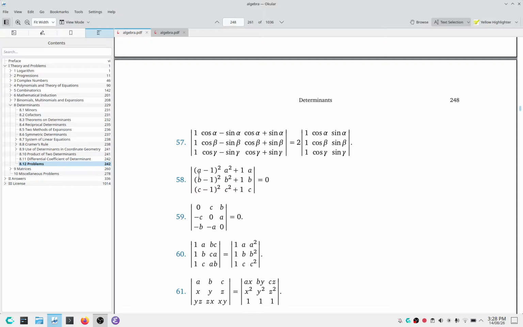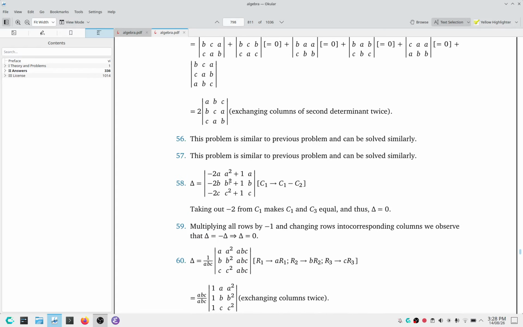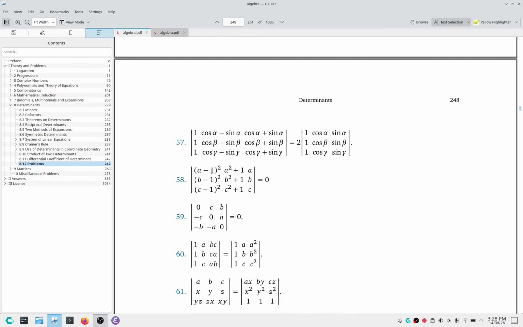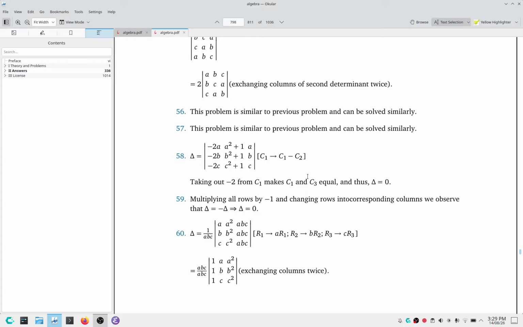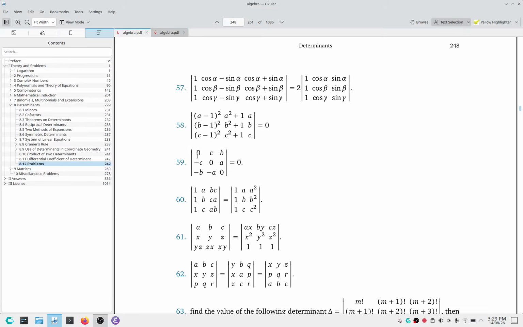Question 58 says that (a minus 1) whole square, a square plus 1, a, (b minus 1) whole square, b square plus 1, b, (c minus 1) whole square, c square plus 1, c is equal to 0. So we expand the first column. We will get a square minus 2a plus 1, b square minus 2b plus 1, and c square minus 2c plus 1. And then we do column 1 is equal to column 1 minus column 2. We will be left with minus 2a, minus 2b, minus 2c. Now we take out minus 2, you will have 2 identical columns, first and third, and therefore it will be 0.